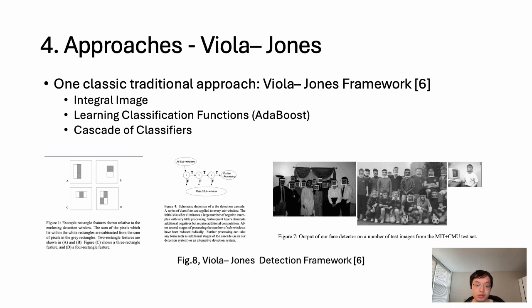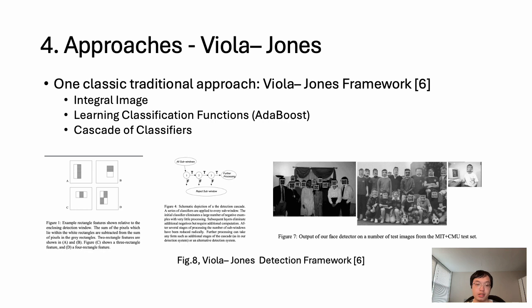Let's look at the first approach, Viola-Jones. It is one classic traditional approach. We use the integral image to speed up the inference or detection. They also use a learned classification function, such as AdaBoost. By utilizing a cascade of classifiers, the inference time can be further improved.